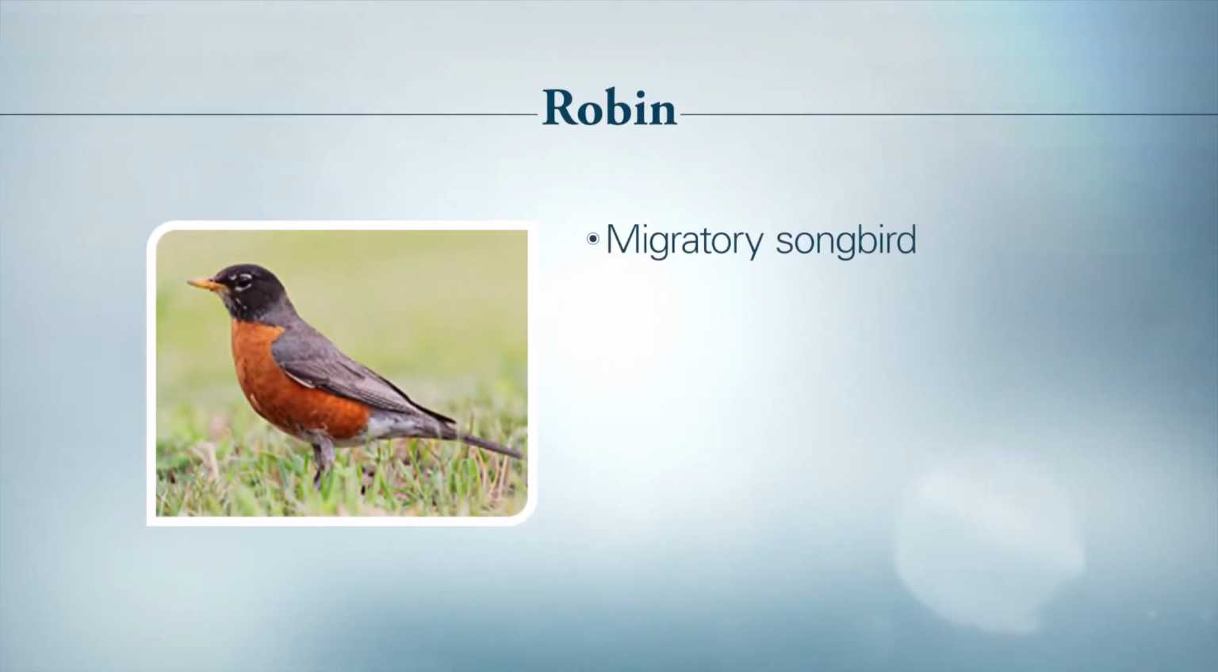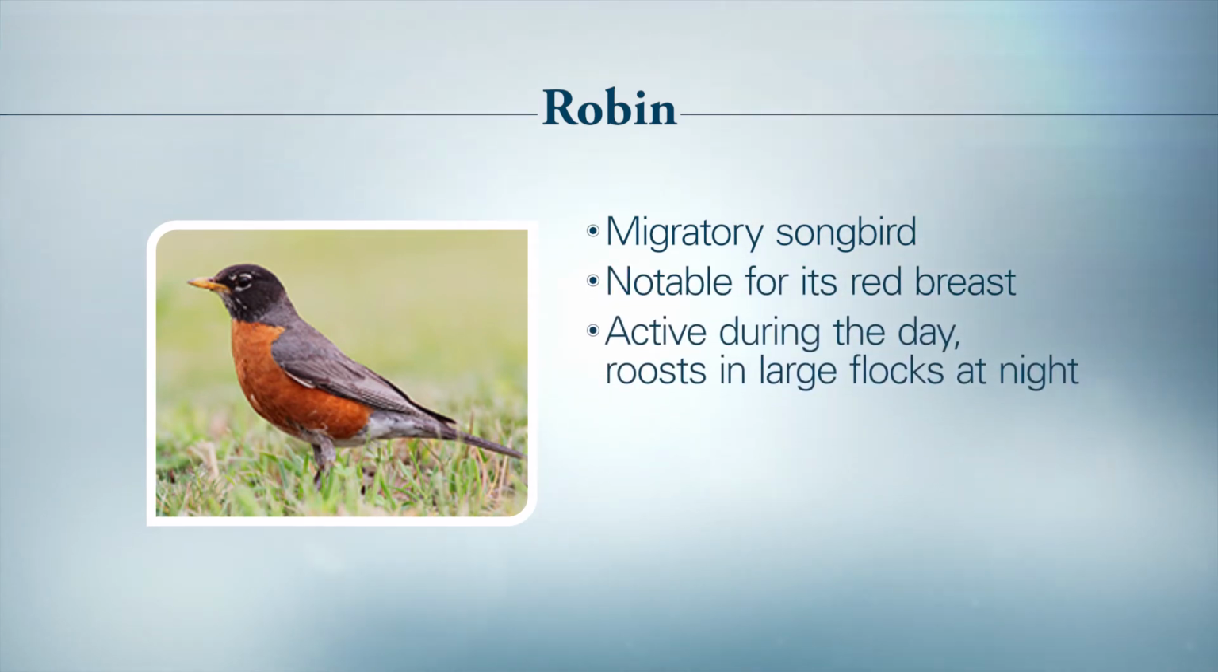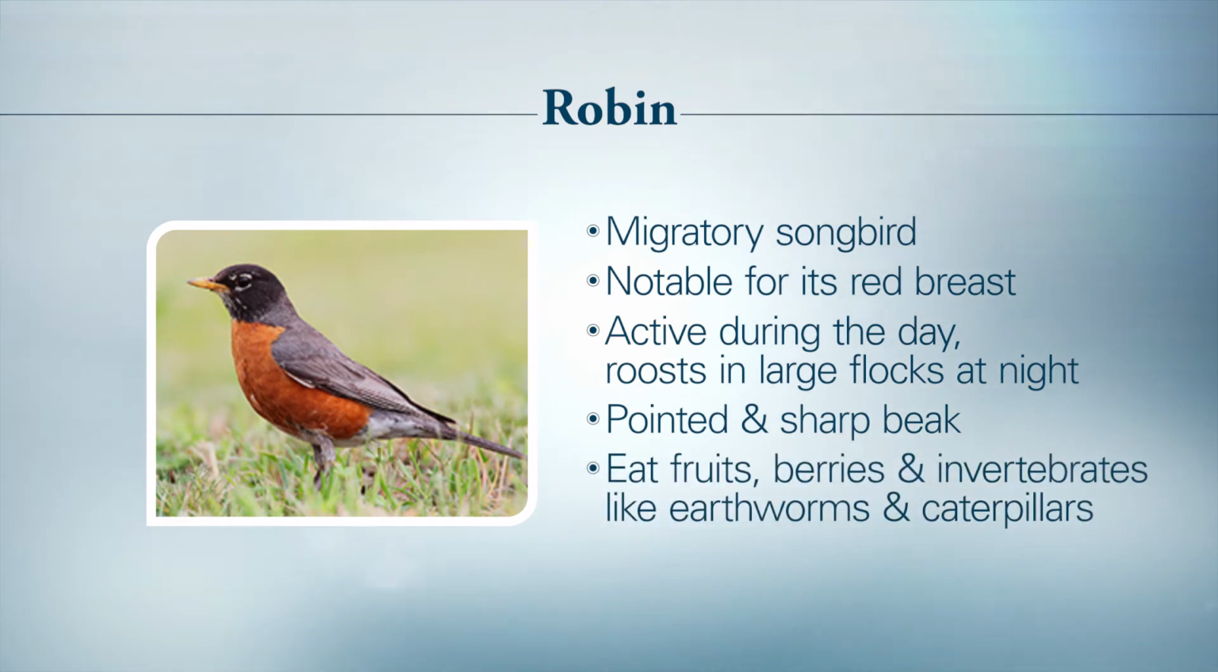The robin is a migratory songbird, most notably recognized by its reddish-orange breast. It is mostly active during the day and roosts in large flocks at night. The robin's beak usually has some yellow on it. It's longer than the dove's beak, but very pointed and sharp. Robins eat fruits and berries and invertebrates like earthworms and caterpillars.